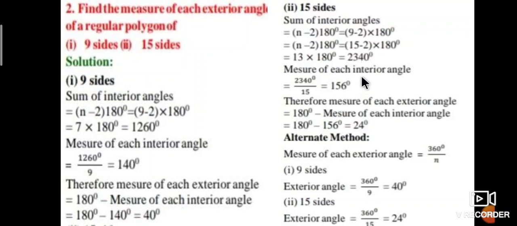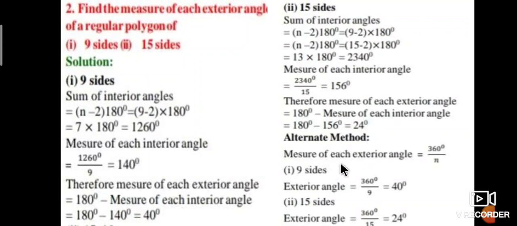Measure of each interior angle is equal to 2340 degrees divided by 15. You divide this: 15 ones are 15, remaining 15, 15 sixes are 90, that is equal to 156 degrees. Therefore, measure of each exterior angle is equal to 180 minus measure of each interior angle, that is 180 minus 156, which is equal to 24 degrees.